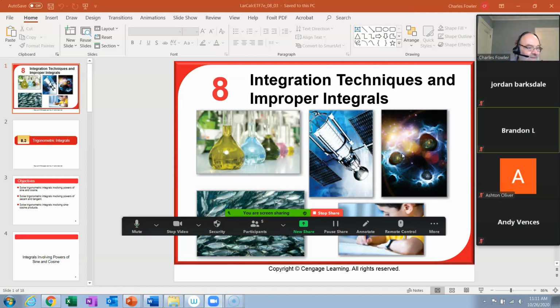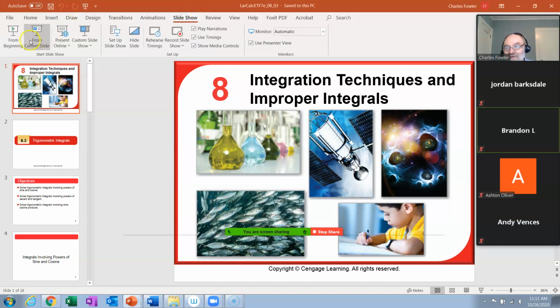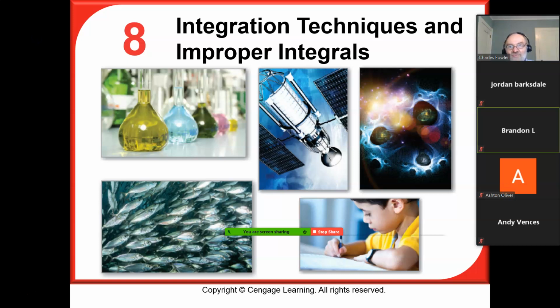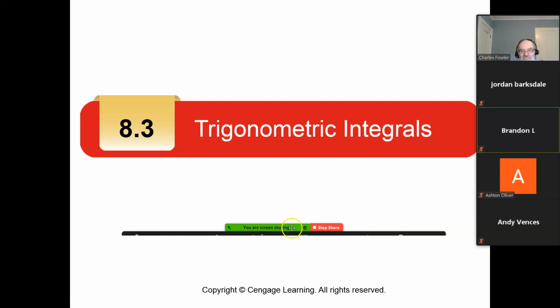Now 8.3 is, let me go from current slide. Chapter 8 is still integration techniques and improper integrals. We're going to focus on integration techniques though, chapter 8. 8.3 is now about trigonometric integrals. And actually we already had one of these when we did that centroid. Okay, that was a trigonometric integral. I thought they sort of jumped the gun on you there, but it's okay. It just got you ahead.